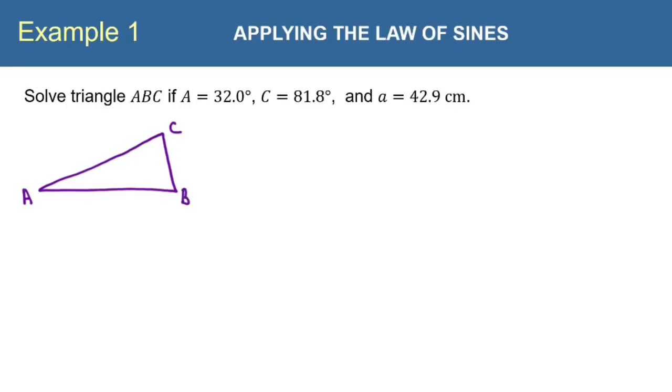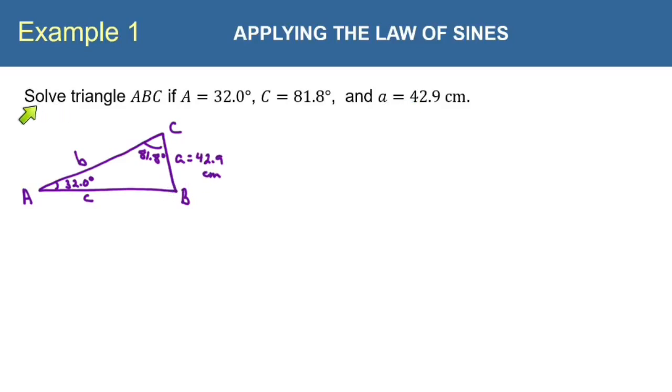Now for the sides, the side opposite angle A is side A, the side opposite angle B is side B, and the side opposite angle C is side C. Now let's label our known values. We know that angle A is 32 degrees, and we know that angle C is 81.8 degrees, and we also know that side A is 42.9 centimeters.